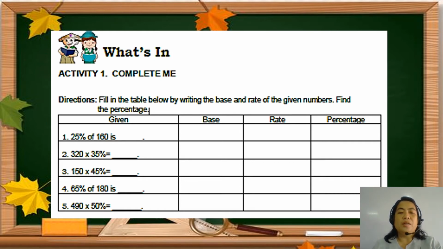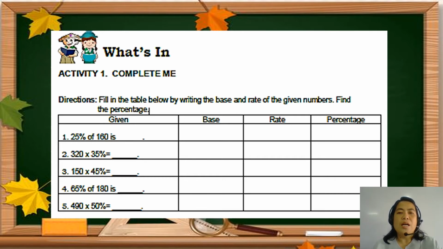Okay, number 1. 25% of 160 is blank. Then write your answer. Identify the base and the rate, then find the percentage. Number 2. 320 times 35%. Write the base, then the rate, then find the percentage. Number 3. 150 times 45%. Identify the base and the rate, then find the percentage.